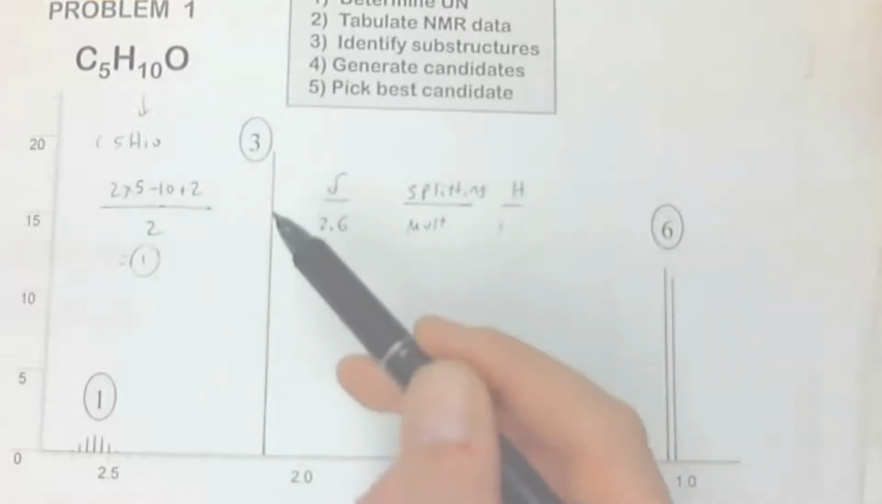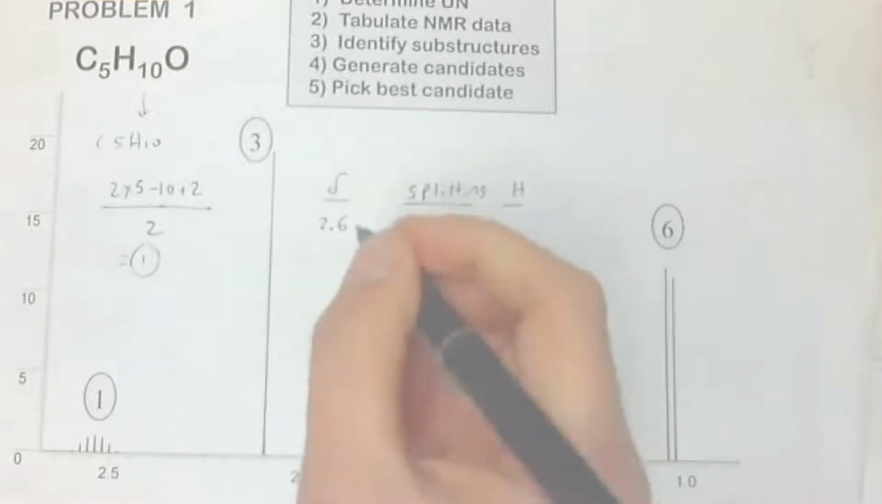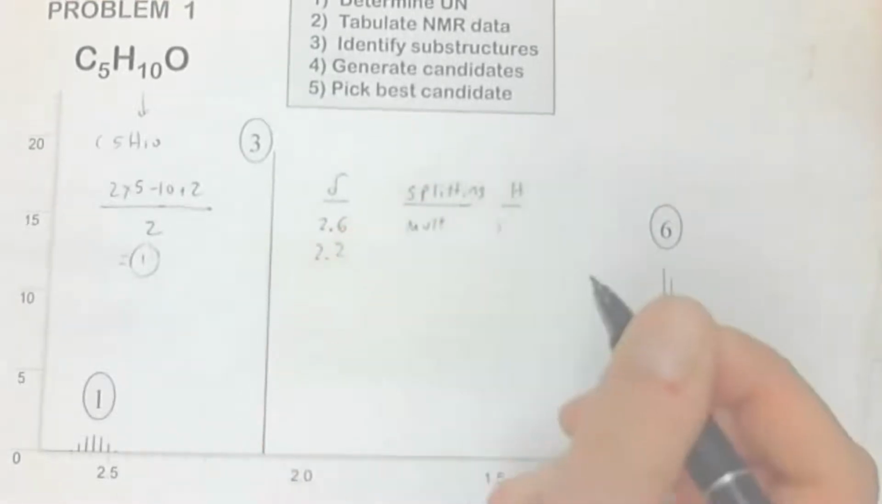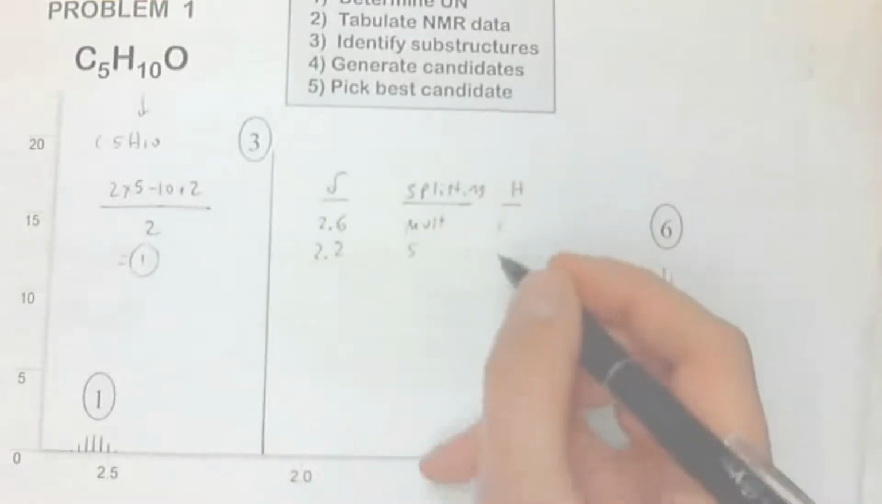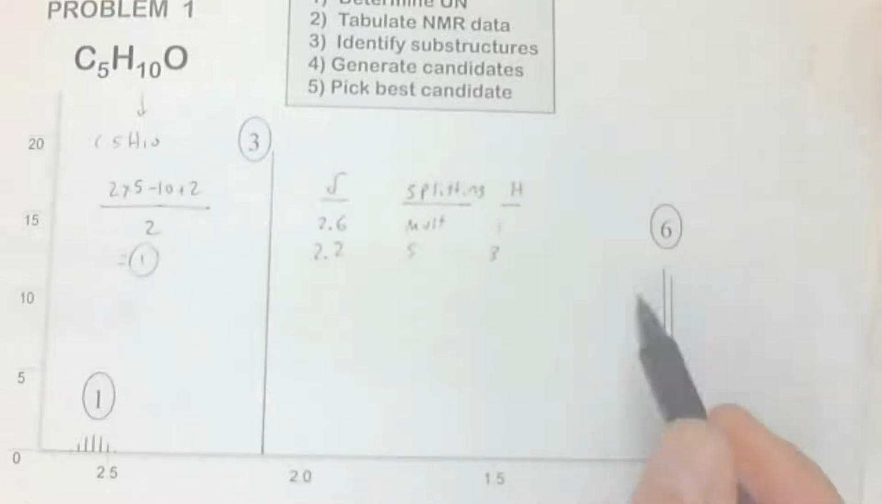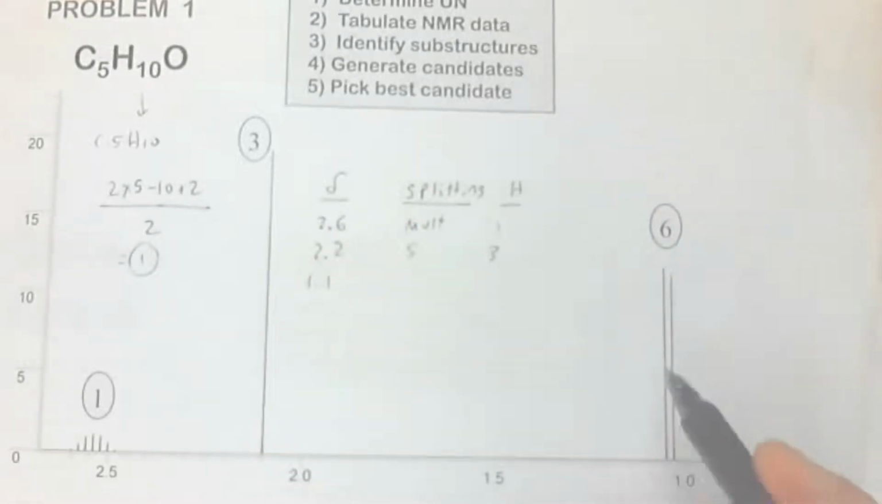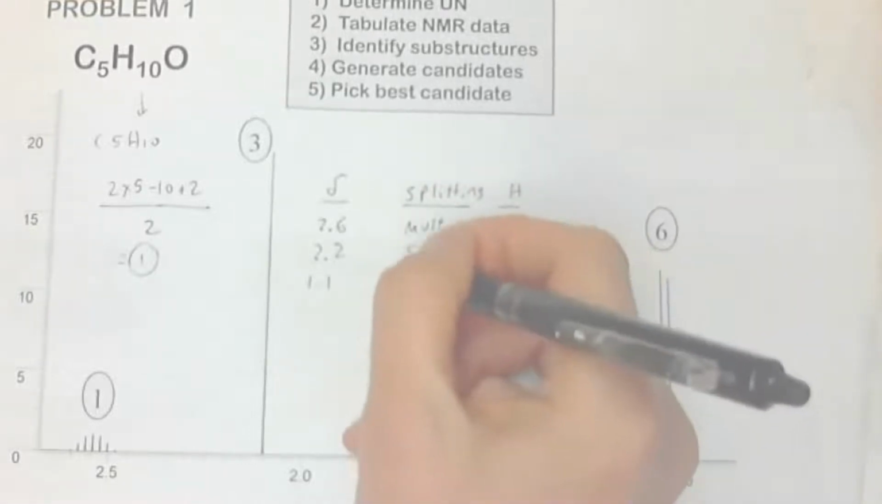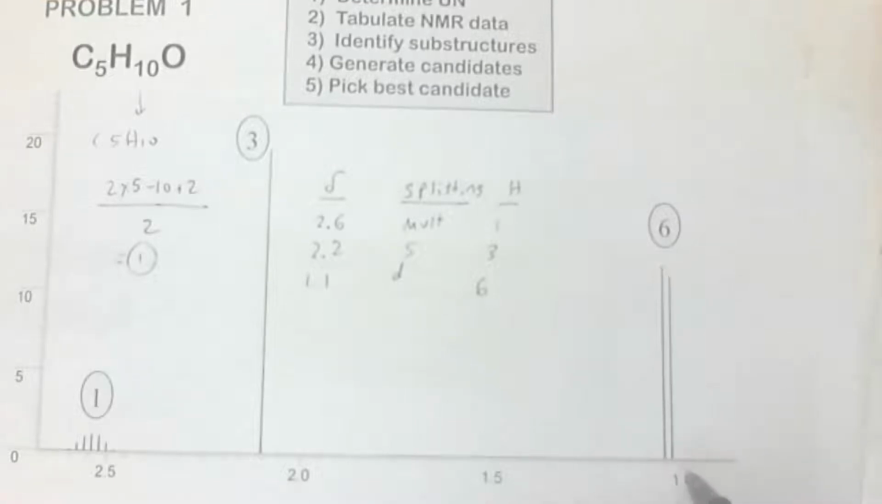Now this looks like a nice singlet at 2.2. S for singlet. H is 3. You cool? I think we're all cool. 1.1 looks like a doublet of 6. And remember, usually things that are around 1 are multiples of 3, right?